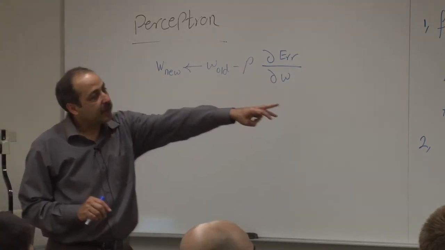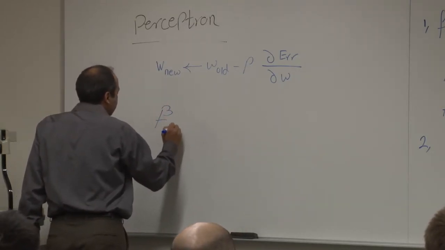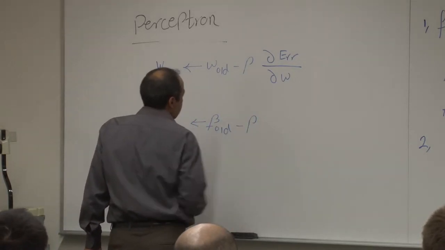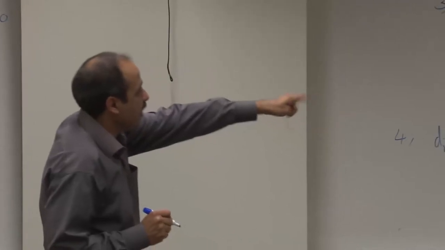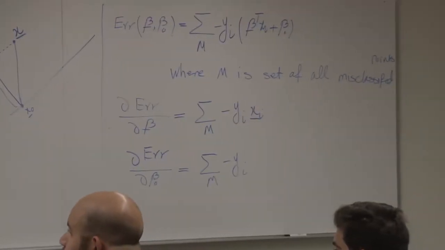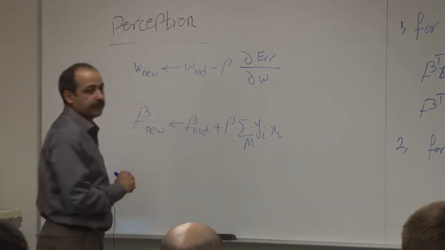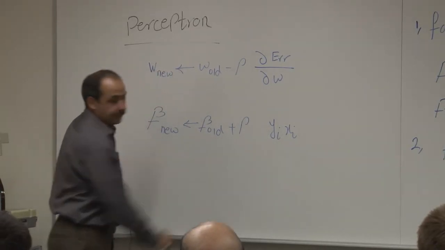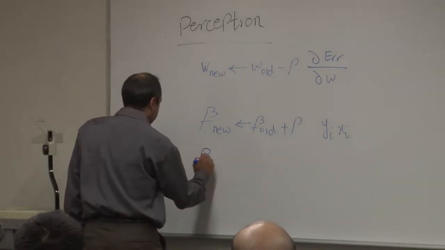So applying this gradient descent to our method, I have beta that I need to optimize. The derivative is sigma yi xi, so it should be yi xi over all of M, with a negative sign here. In practice, usually people don't use this sigma. Do you know why? That's the same for beta null.